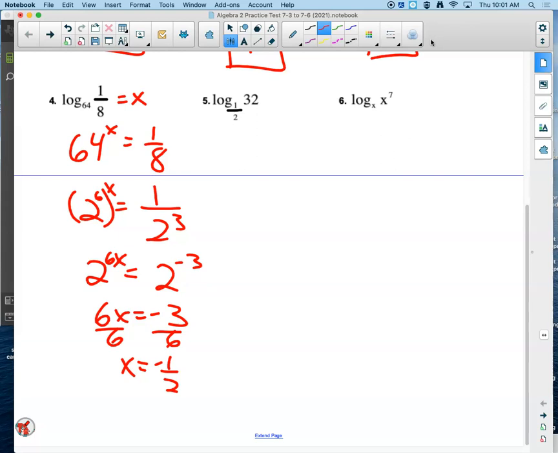-1/2. Phones down, or I'm going to take them. This is a really important test. It's 7.3 to 7.6 is going to be weighted more than some of the other tests we took because it has more sections in it.